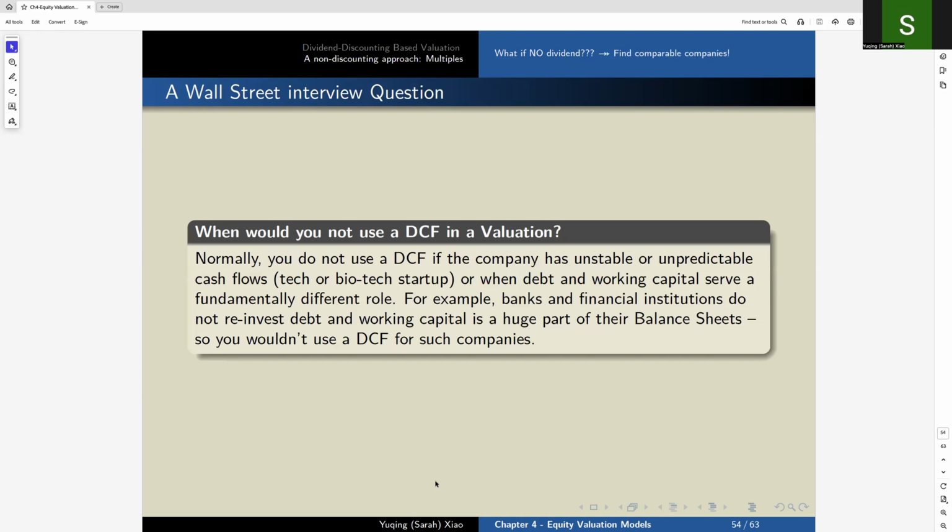Now here's a natural question. What if a company doesn't pay any dividends at all, or its cash flows are highly unpredictable? Do we just give up on valuation? The answer is no, absolutely.